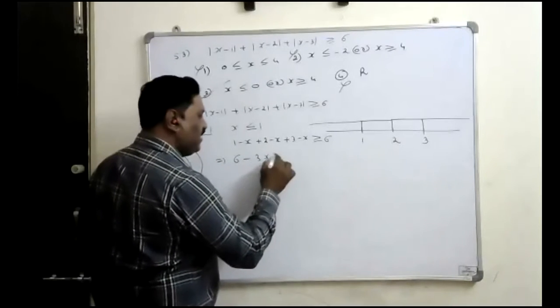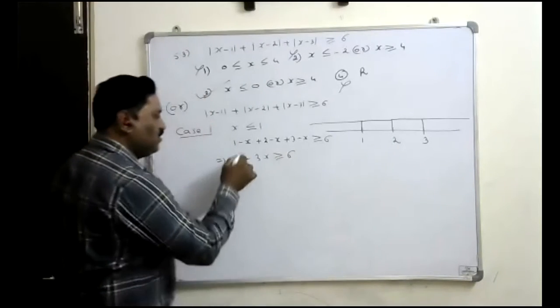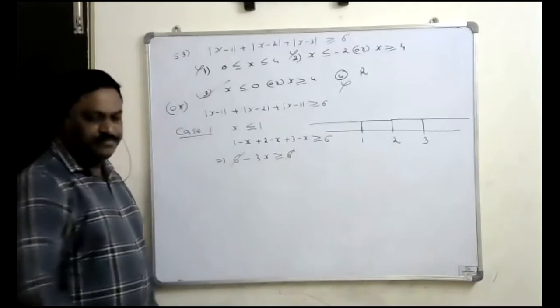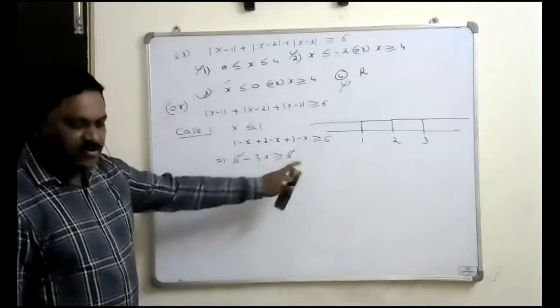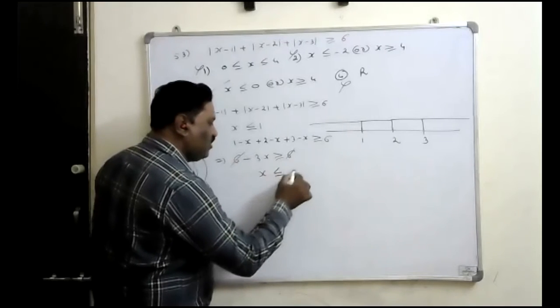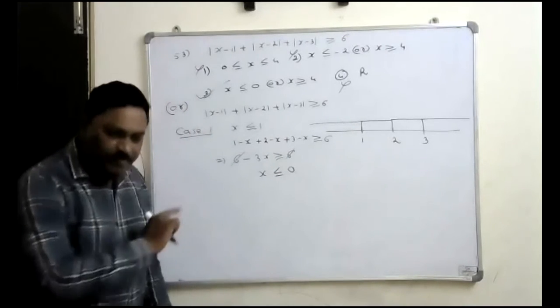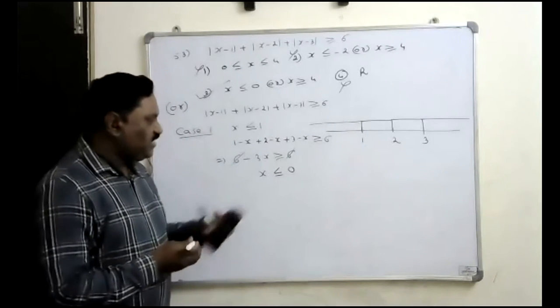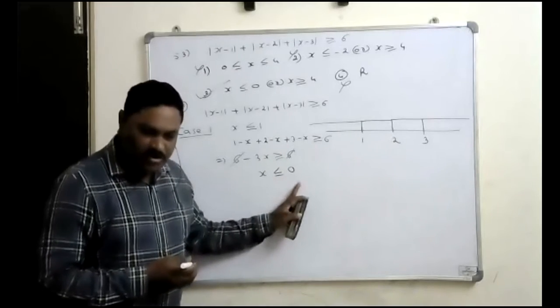Now, 1 plus 2 plus 3 is 6. So 6 minus 3x is greater than or equal to 6. The 6 and 6 get cancelled. Minus 3x is greater than or equal to 0. If you divide by minus 3, the inequality gets reversed, so x is less than or equal to 0.